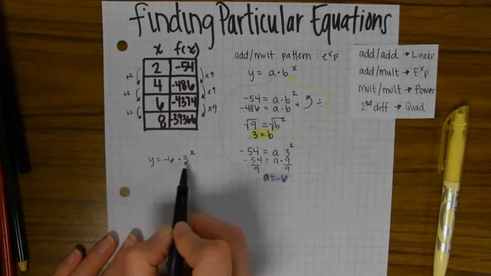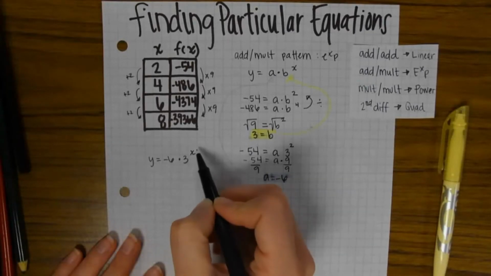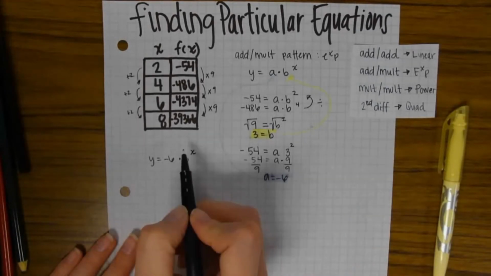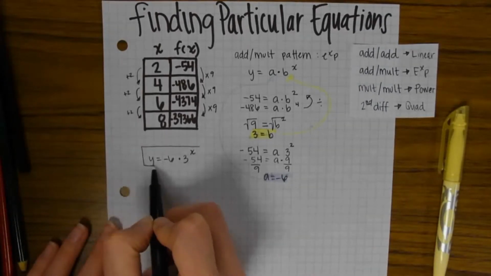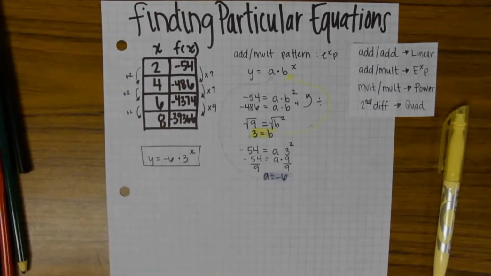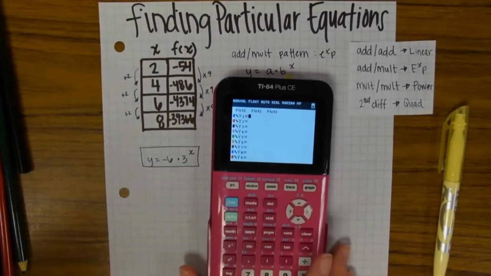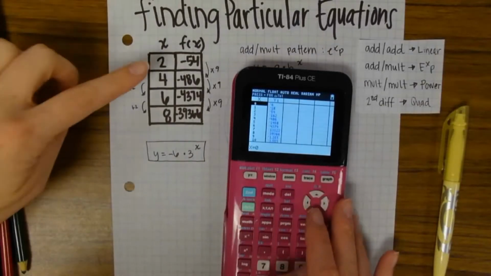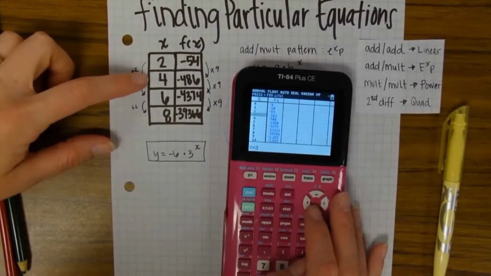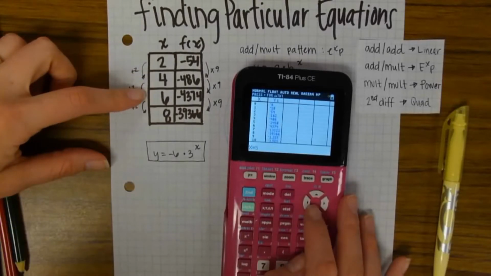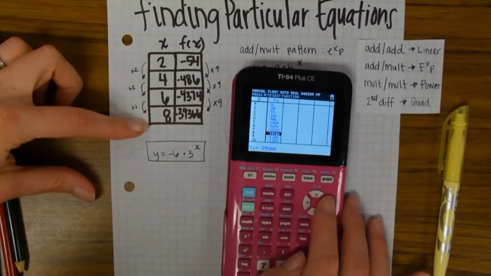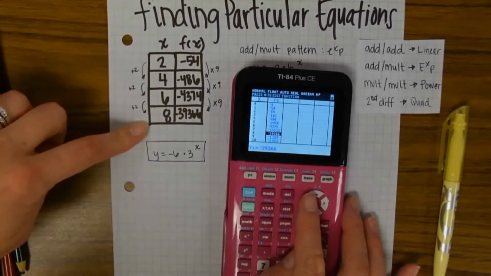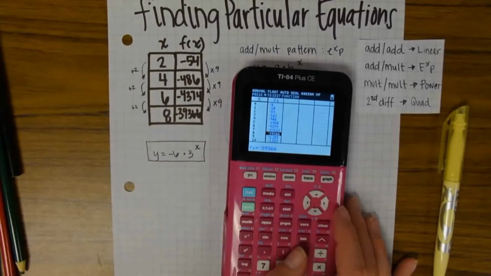You can't multiply these into each other. PEMDAS would say that we have to do exponents first, then multiplication. So keep these separate. Our base is 3, our y-intercept is negative 6. We love double checking our work, so let's take our calculator, go into y equals negative 6 times 3 to the power of x. Let's go to our table: 2, -54, 4, -486, 6, -4,374, 8, -39,366. Awesome. We did it.